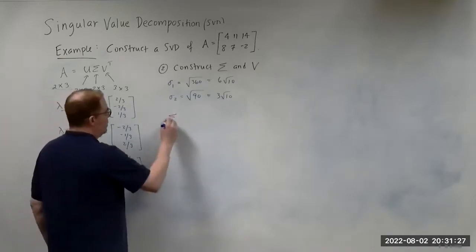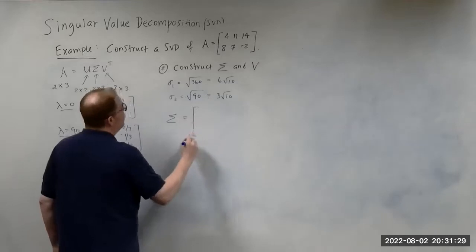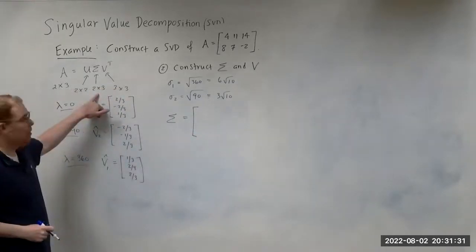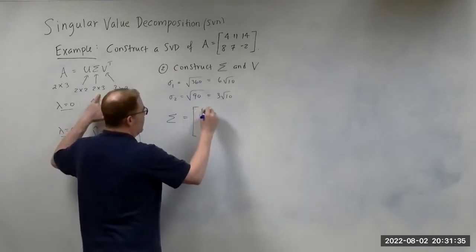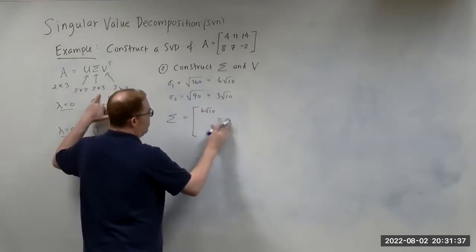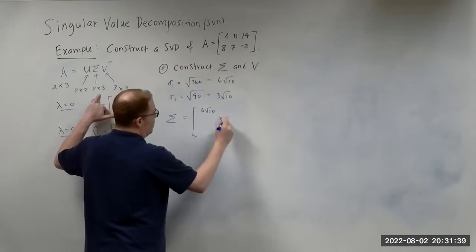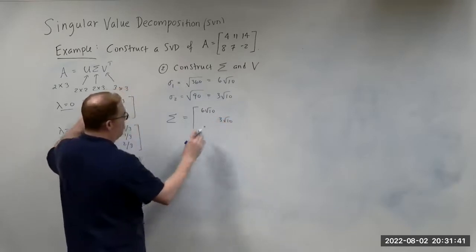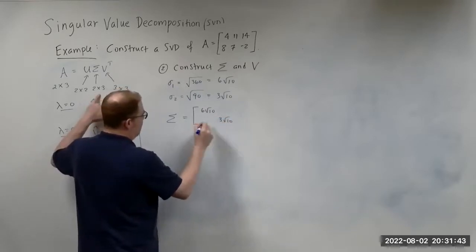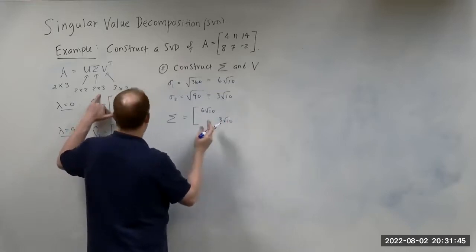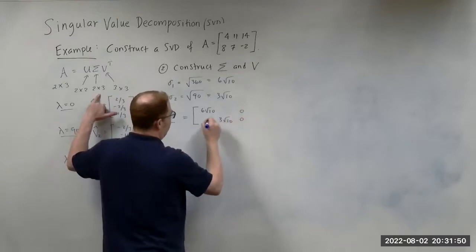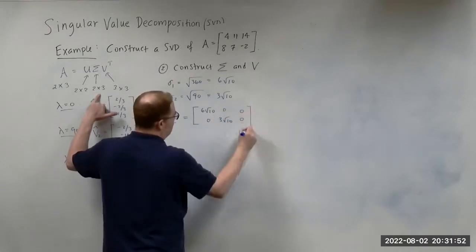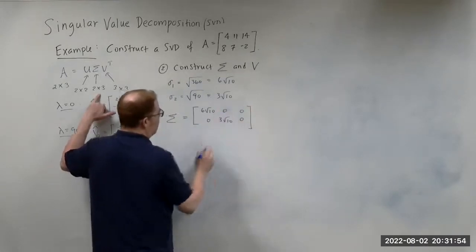Remember, sigma has to be 2 by 3. So here are your entries: 6/10 and then 3/10. It has to be 2 by 3, so that means it needs to have two rows and three columns. So the rest is going to be zero. All right, so there it is.